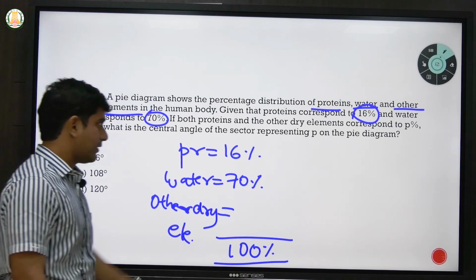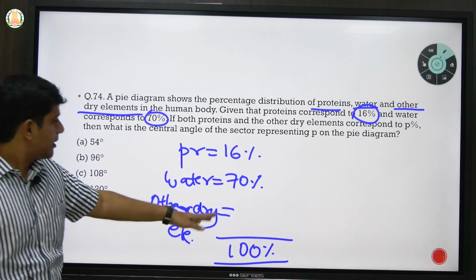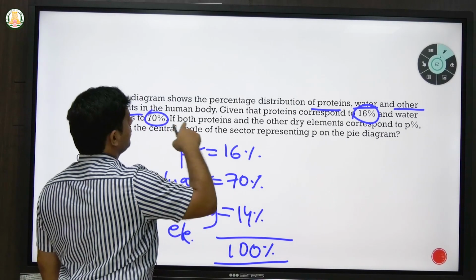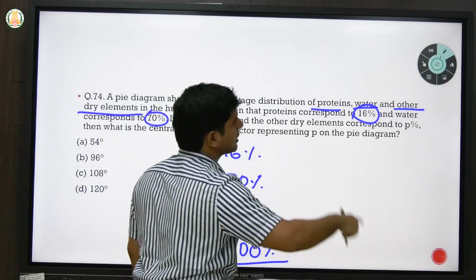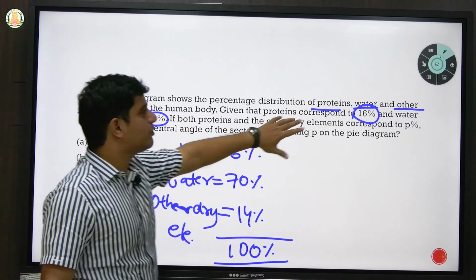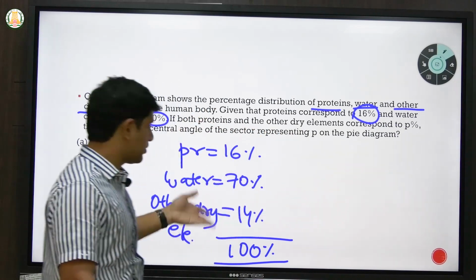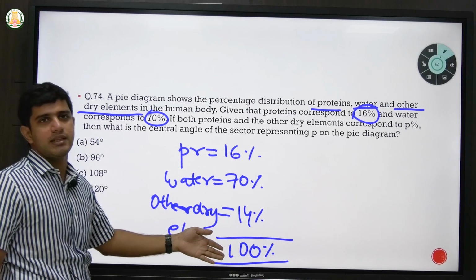Yeah, that will do. That also you can do directly. But if you do it like that, you'll get 14%. But as you said, if both proteins and other dry elements correspond to P%, it means if you just remove water from the entire thing, you'll get proteins and other dry elements. This way also you can get it. This is just for your clarity.